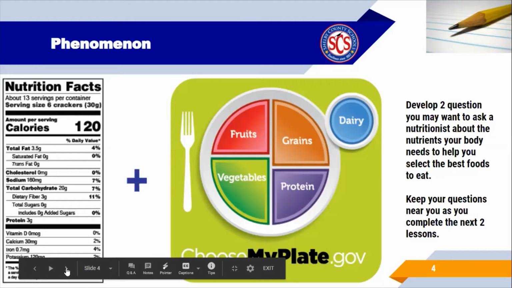Remember, you're developing 2 questions you may want to ask a nutritionist about the nutrients your body needs to help you select the best foods to eat. You have 1 more minute.